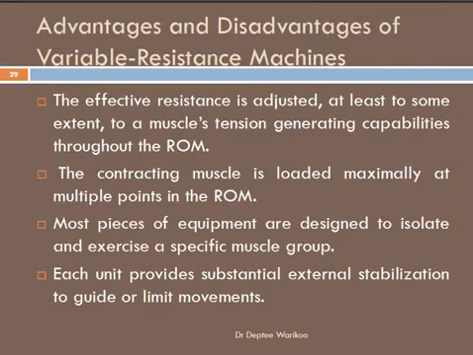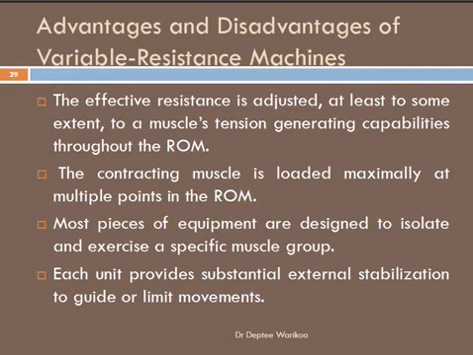What are the advantages of these variable resistance machines? The effective resistance is always adjusted, at least to some extent. For example, you could use 2 kgs, 5 kgs, 10 kgs. So it could be variable according to the patient's ability to take the load. The contractile muscle is loaded maximally at the weakest point in the range.